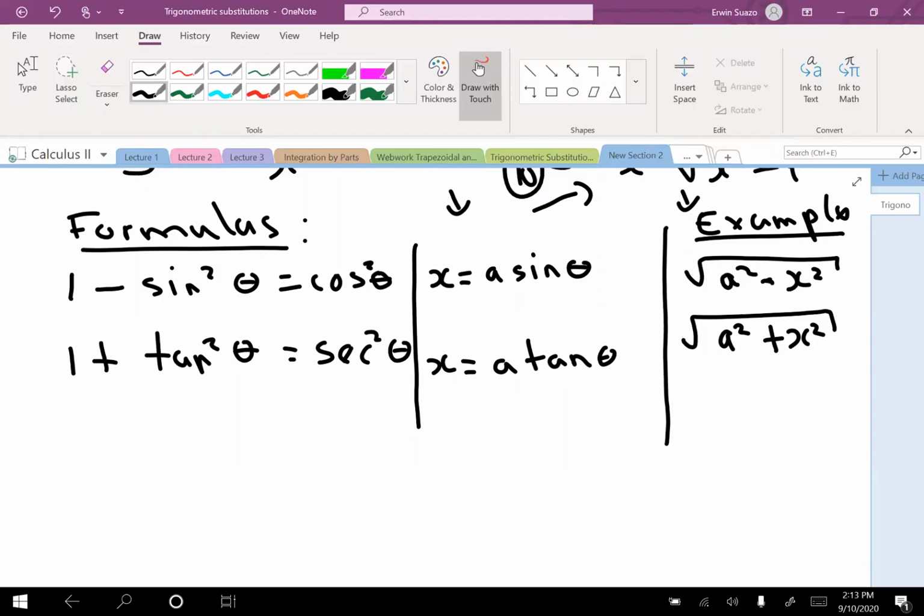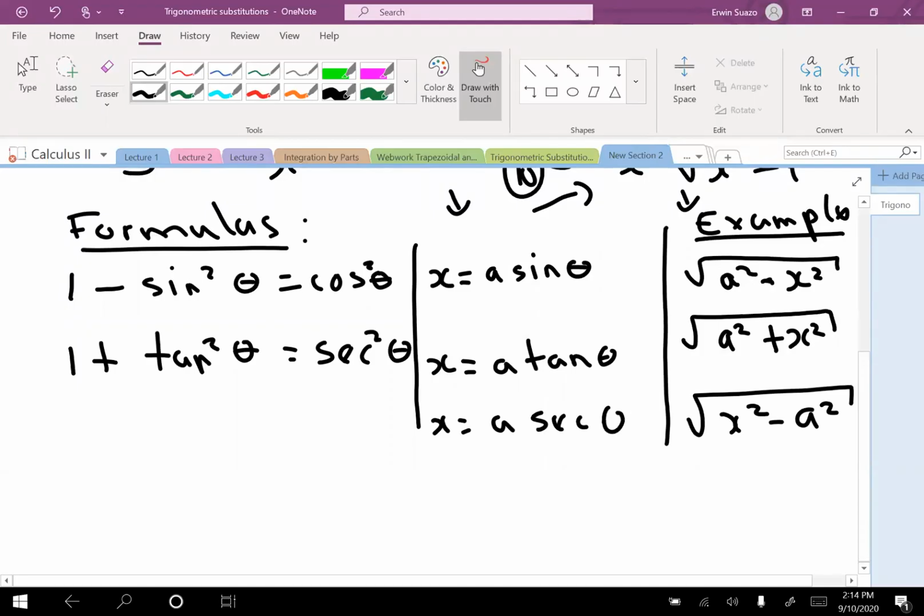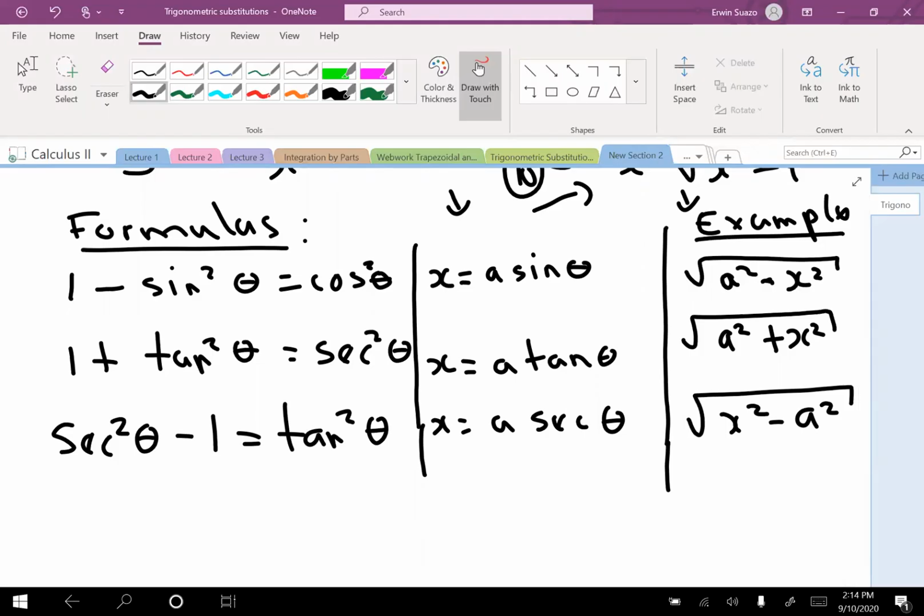And the last one is x squared minus a squared. And here you use x equals a secant of theta. And the equation related is secant squared of theta minus 1 equals tangent squared of theta. So this is the set of formulas that I'm going to make available for this section in the exam. So how are you going to use it?